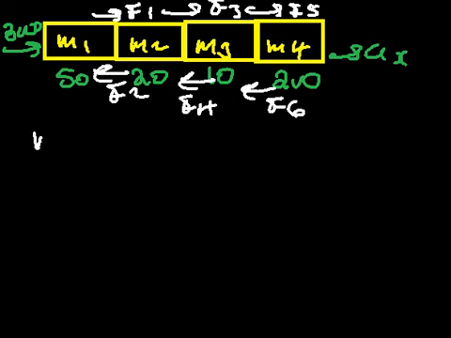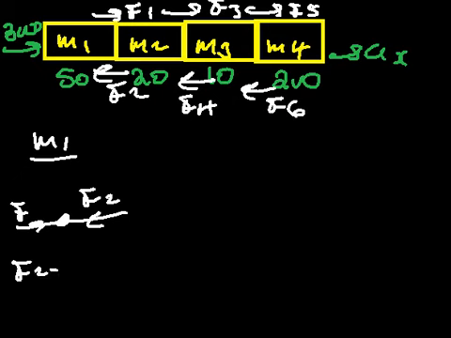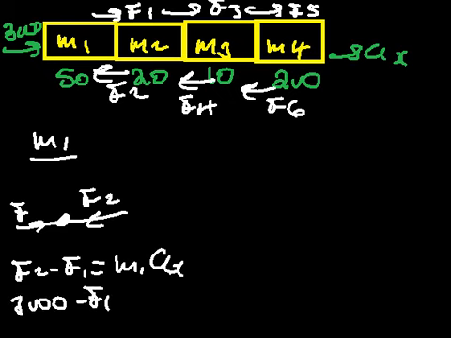Now let's go for mass 1. This is the free body diagram. We have the applied force, and the reaction force acting on it, which is F2. According to Newton's second law of motion, we have 3000 minus F1 equal to mass 1 times acceleration, which is 50 times acceleration. This is equation 1, so keep that in mind.